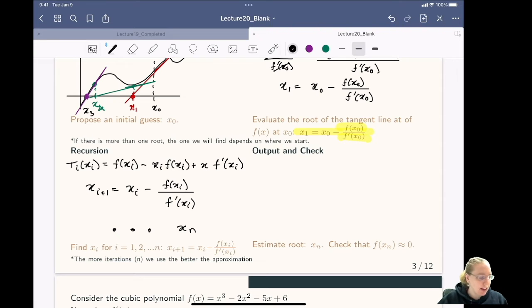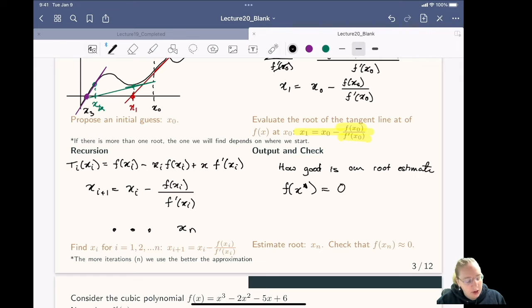So once we get xn, how good have we done? Is our root estimate, how good is xn at estimating the root? Well, we don't know the true root, but we know that at the true root, f of x star, the function should equal 0. So what we really want to know is if we plug xn in, is this approximately equal to 0? How close is our guess to being a root of the function?